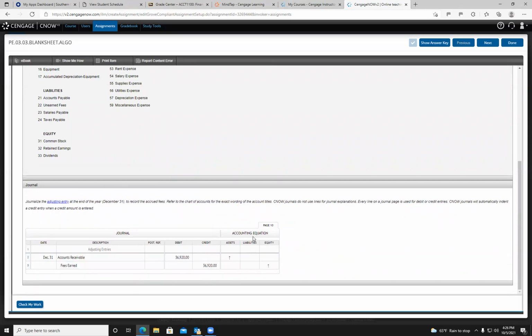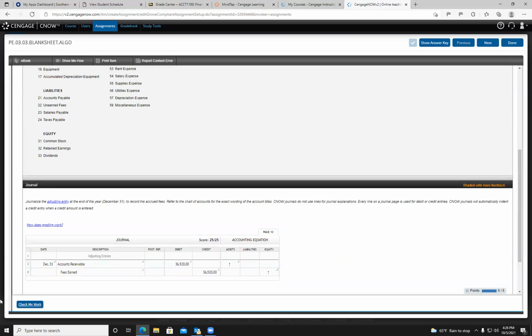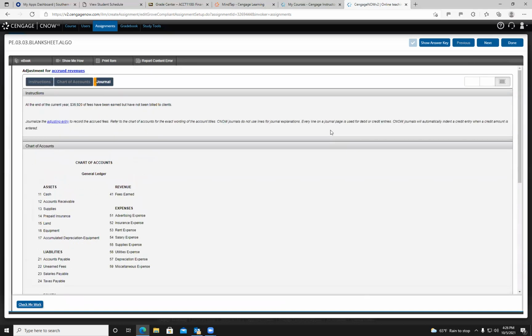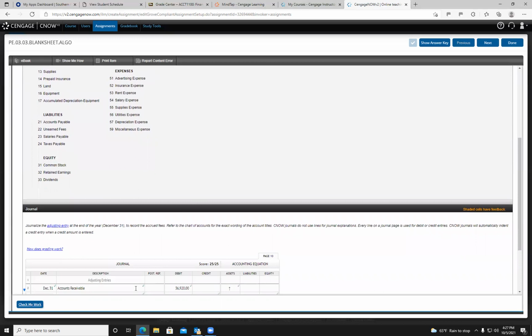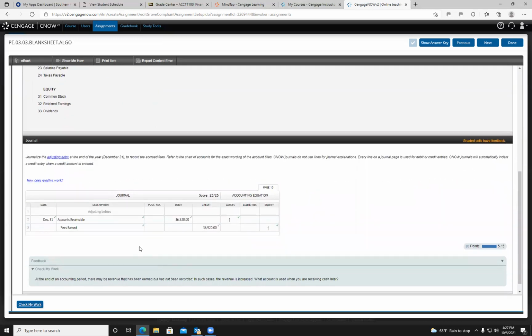And we look over here to the side where it shows our accounting equation. All right, so we've increased our assets and we've increased our equity. So our accounting equation is balanced. So let's go ahead and check our work. Everything looks good. So this is how we record accrued revenues. Revenue that we've accrued, but not yet billed. So we're going to hit our revenue account and we're going to hit accounts receivable. Okay, let's move on to our next problem.